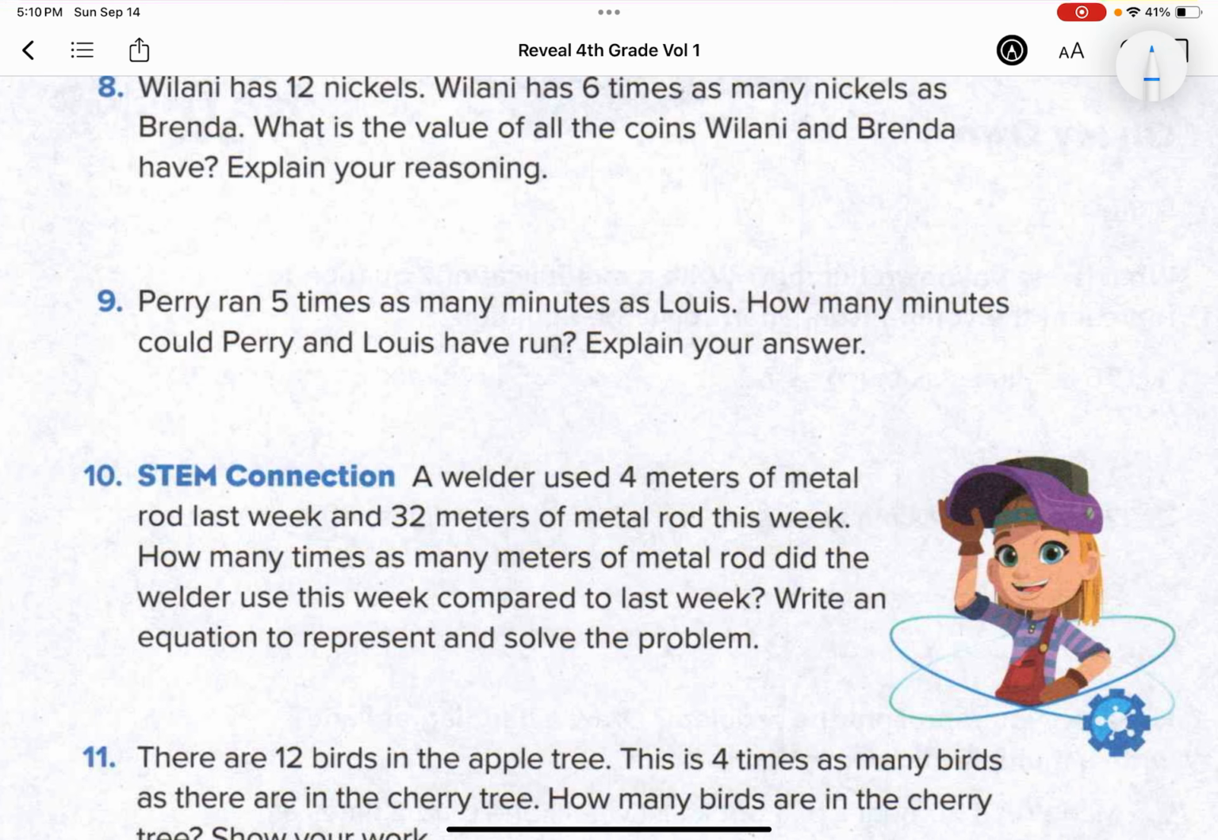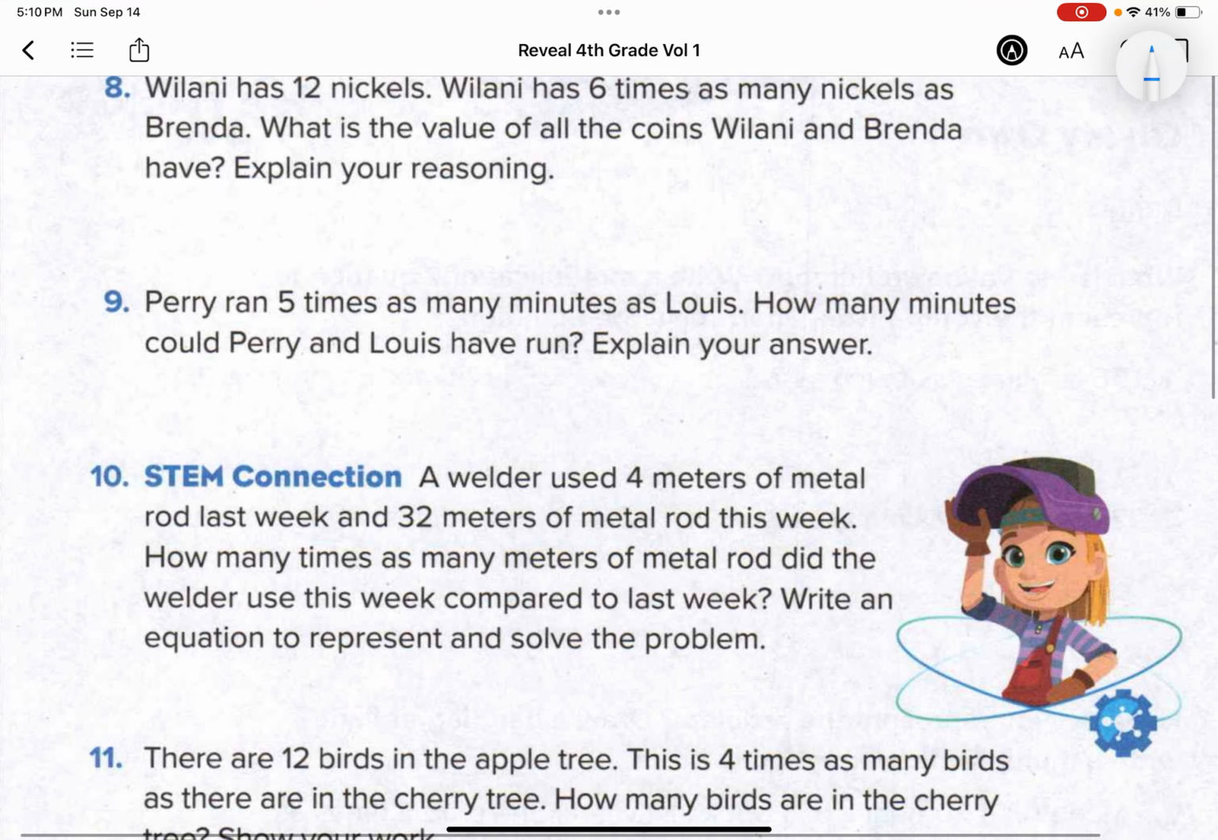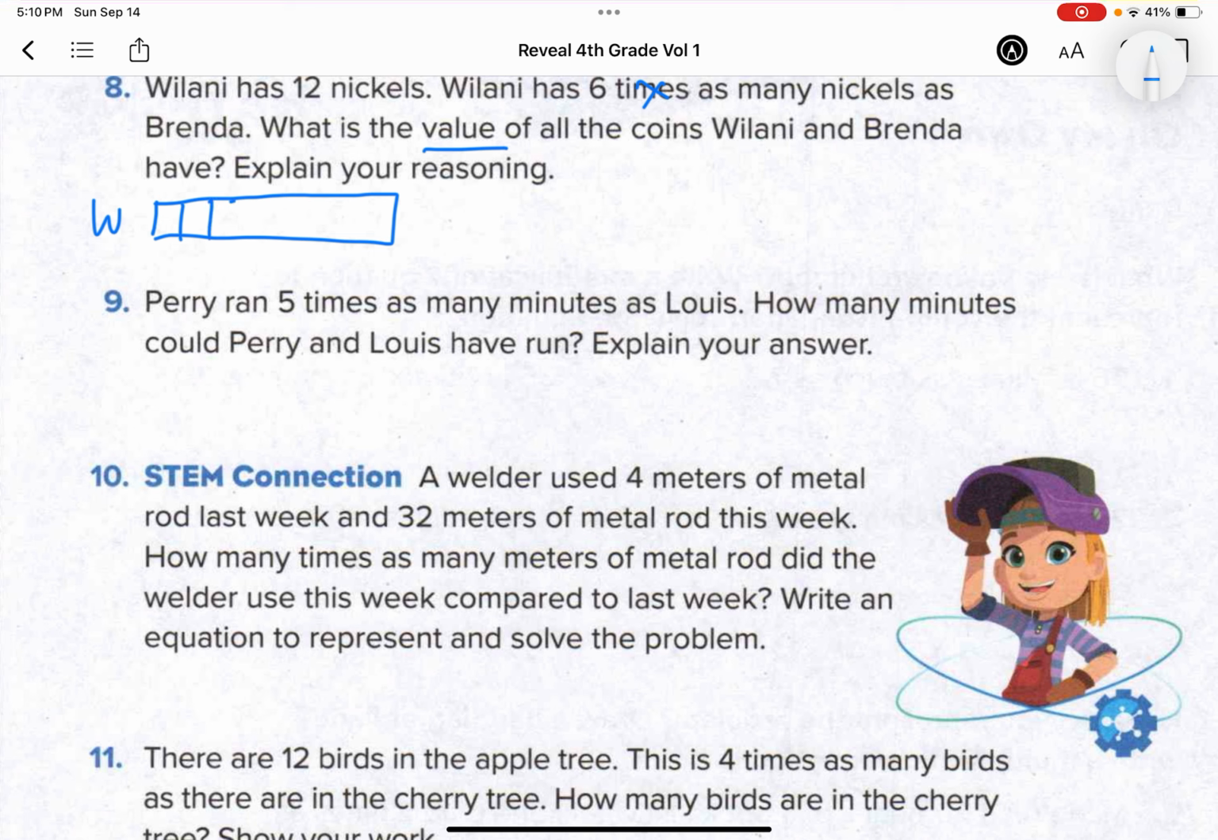Our next one is number 8. Wilani has 12 nickels. Wilani has 6 times as many nickels as Brenda. What is the value of all the coins Wilani and Brenda have? So Wilani has 12 nickels. Let's start with our model. And she has 12 of them. So we have 1, 2, 3, 4, 5, 6, 7, 8, 9, 10, 11, 12.